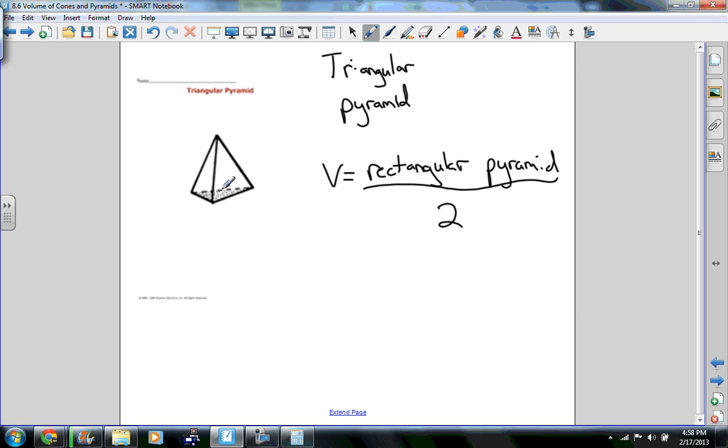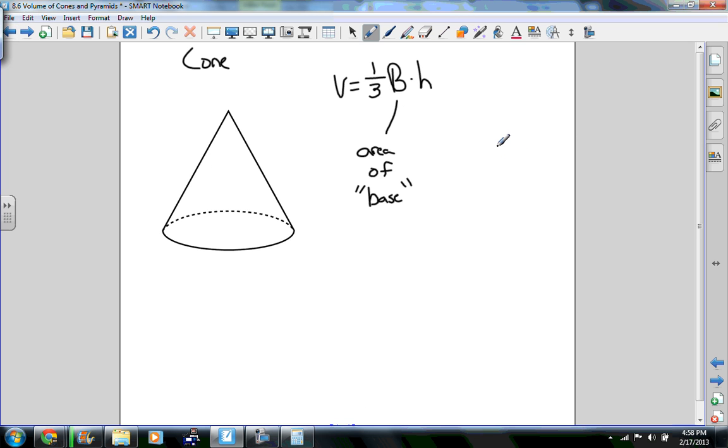You find the area of the base times the height, or you could pretend that it's a rectangular pyramid and then divide the whole answer by 2 at the end. Okay? Cone, same way. Area of the base times the height. The only difference here is because it's a cone, this is a circle, so you've got to find the radius, and then the area of that base is r squared times pi, because it's a circle.